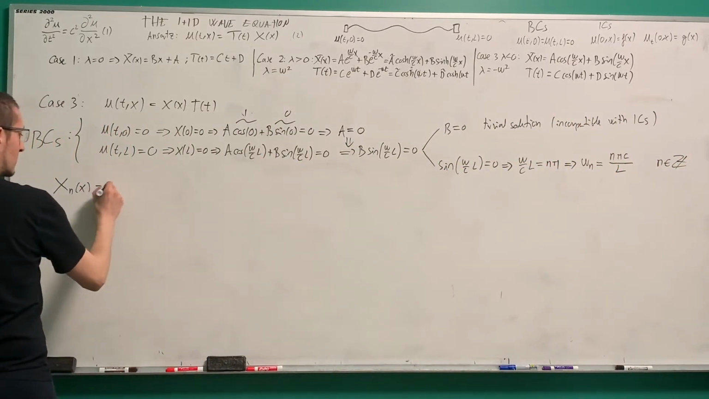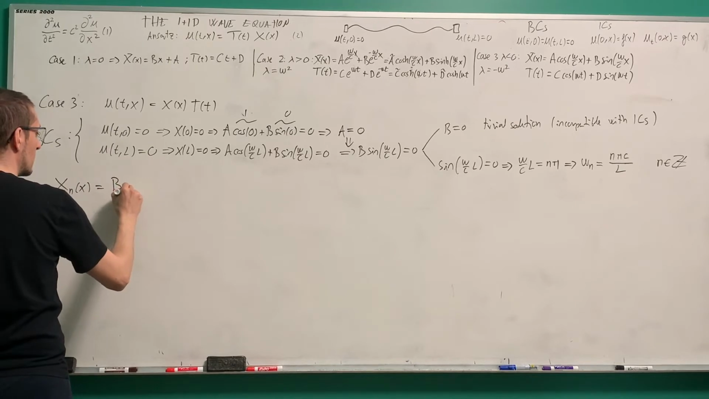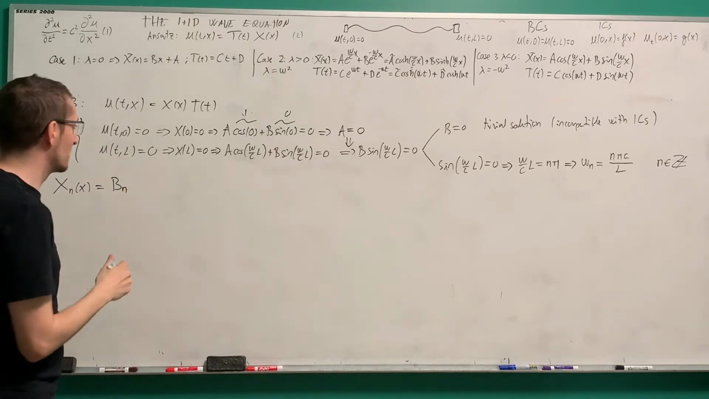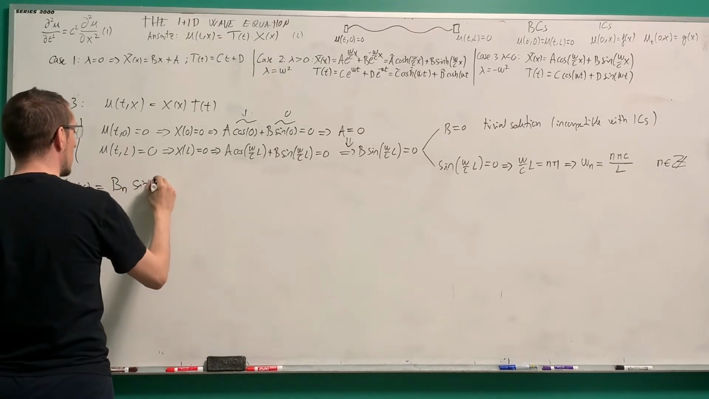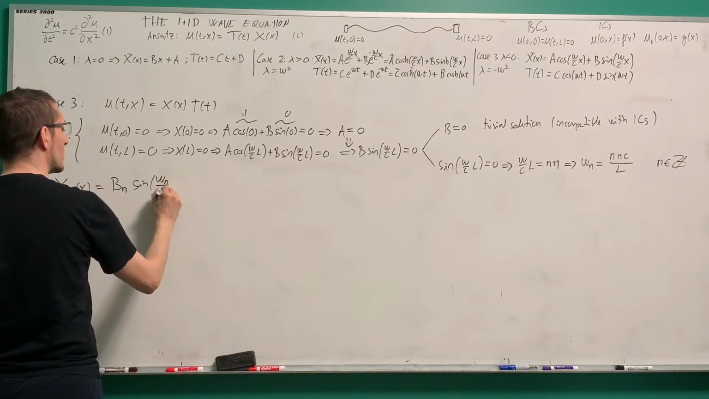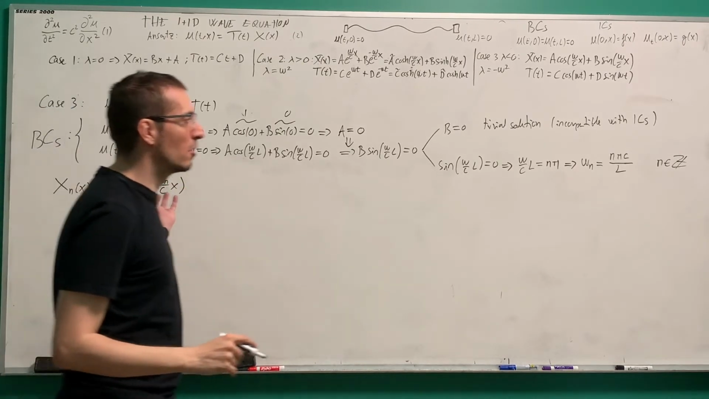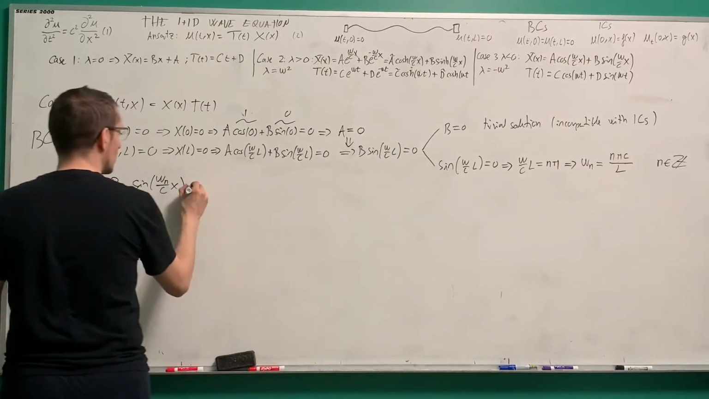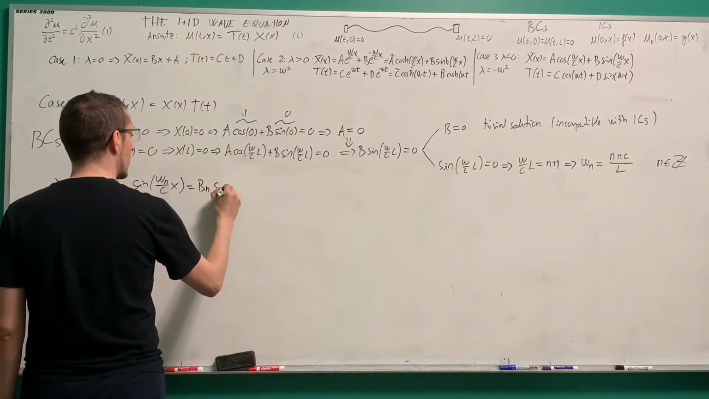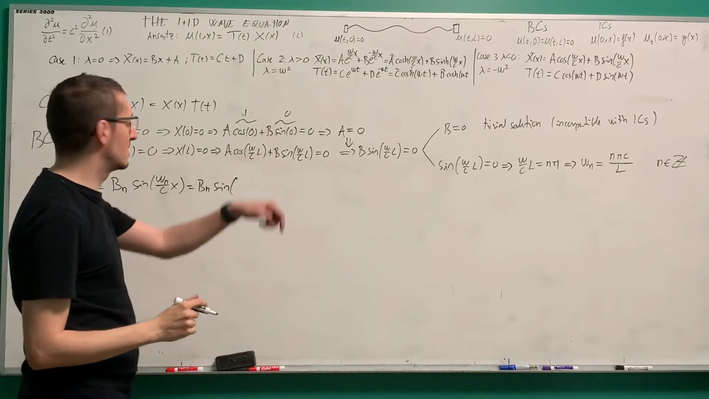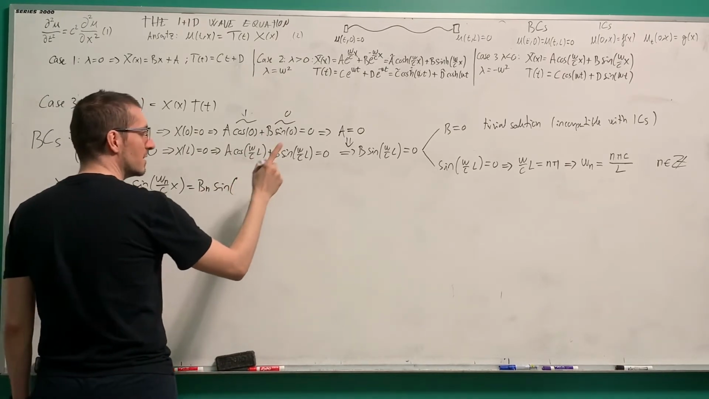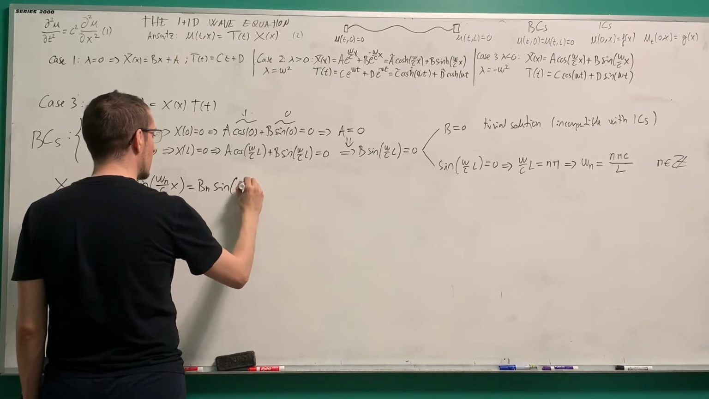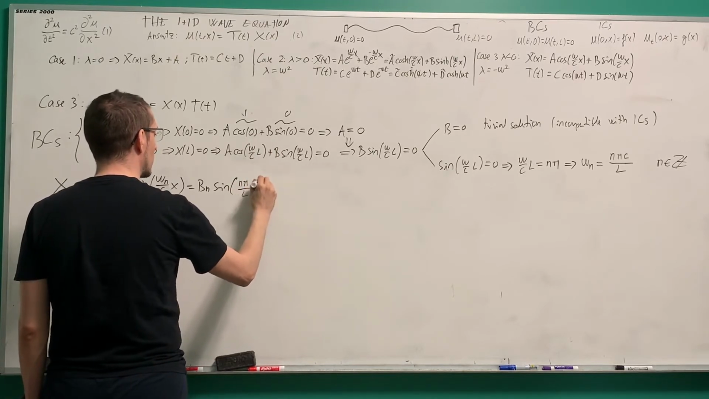So Xn of x is the constant, one different constant per case, so bn sine of omega n over c times x, where omega n is each of these solutions. I can substitute, right? If I substitute, I get bn sine, where omega n is n pi c over l. So the c cancels the c, and I get n pi over l x.